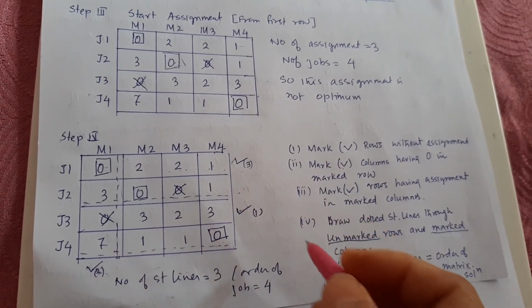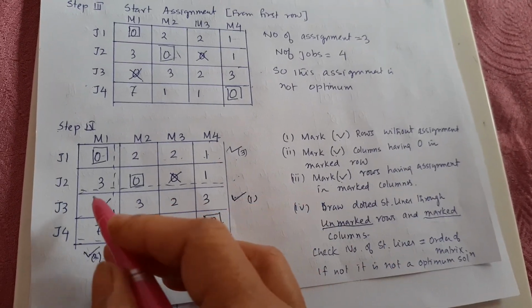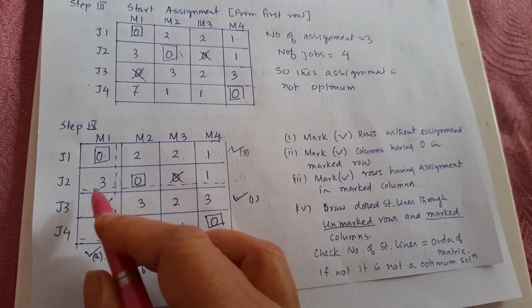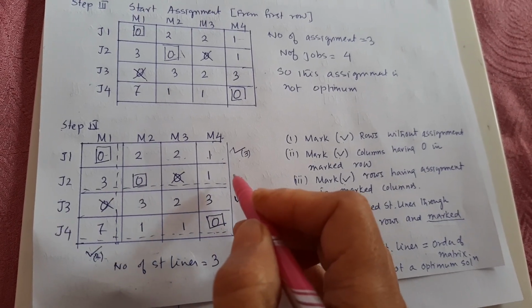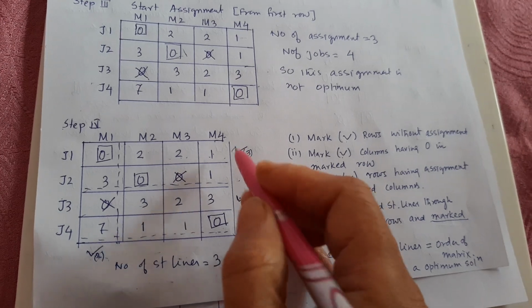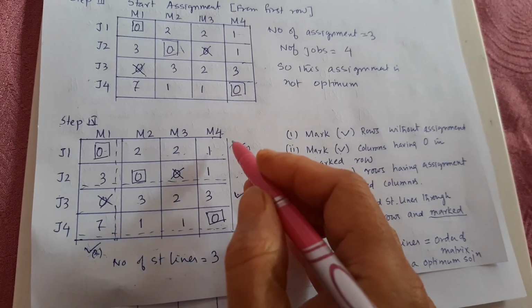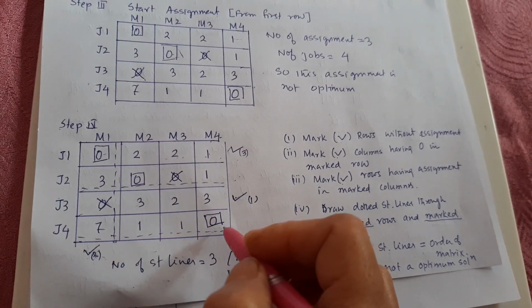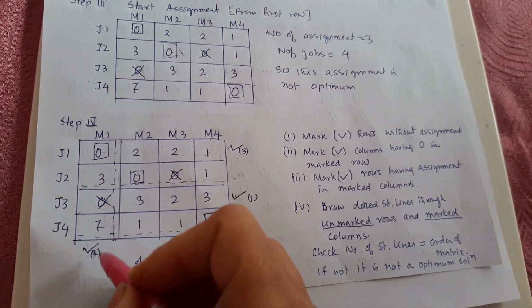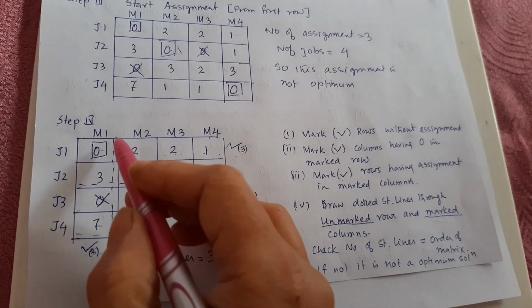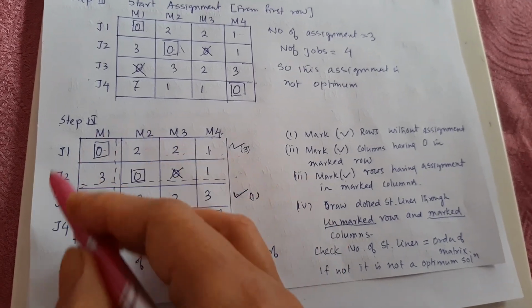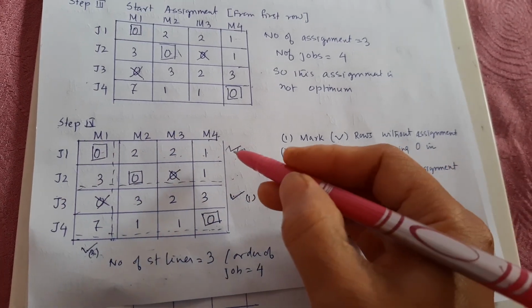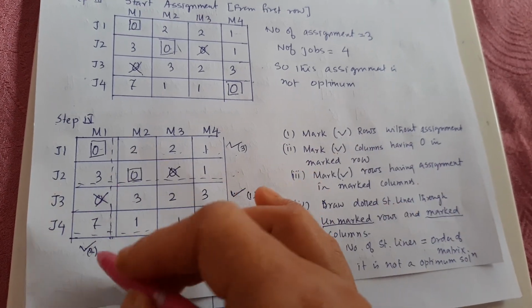What is the dotted line? Dotted lines are horizontal lines drawn through the rows where there is no marking, without any marking. So I am putting the dotted line here, J2 and J4 have dotted lines, and similarly the marked column is this one, so we are putting a dotted line here. So this step gives you the ticking and dotted lines.